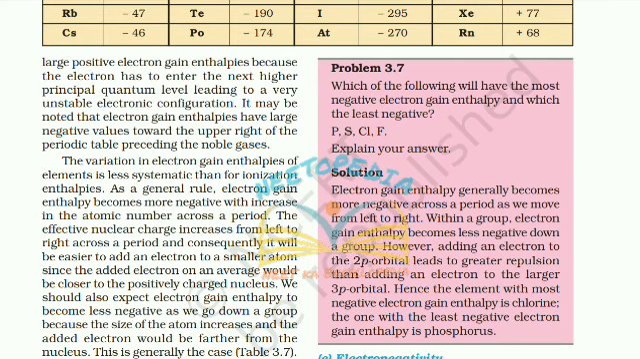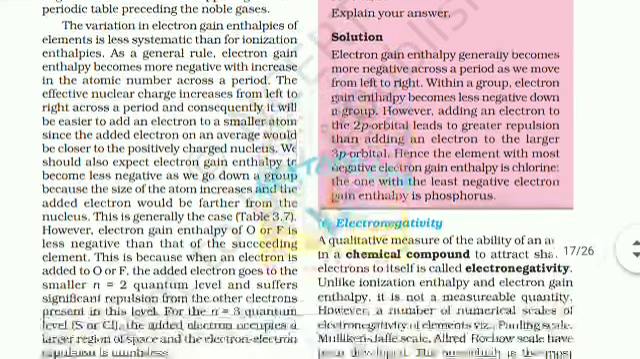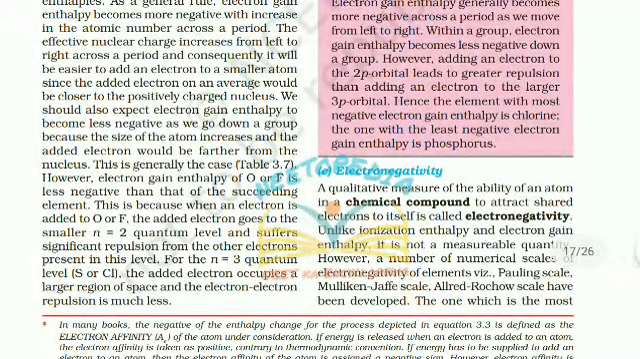As a general rule, electron gain enthalpy becomes more negative with increase in atomic number across a period. The effective nuclear charge increases from left to right across a period, and consequently it will be easier to add an electron to a smaller atom, since the added electron on average would be closer to the positively charged nucleus. We should also expect electron gain enthalpy to become less negative as we go down a group, because the size of an atom increases and the added electron would be farther from the nucleus. This is generally the case.